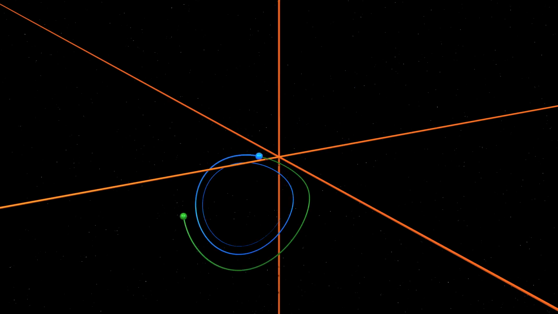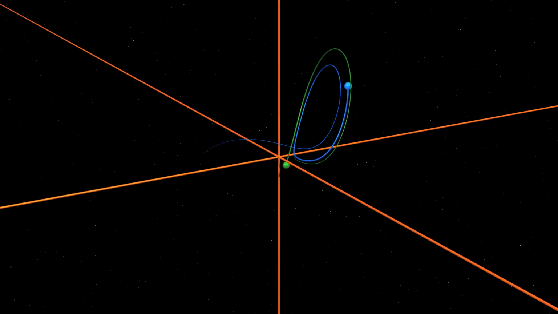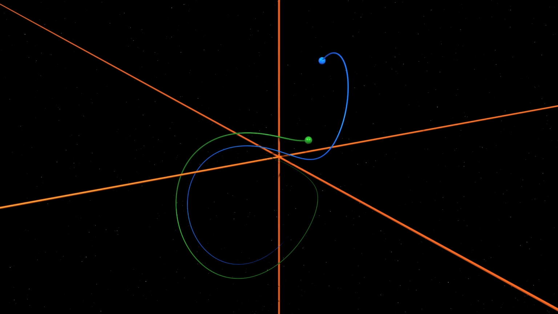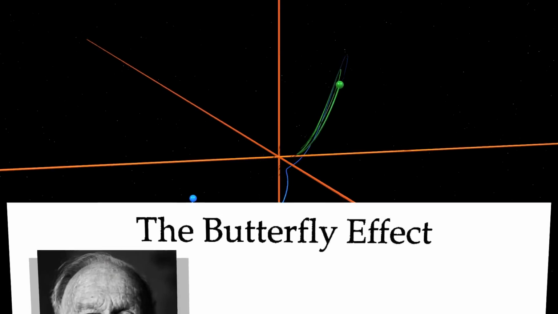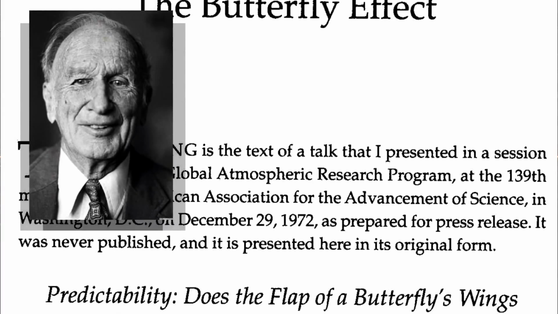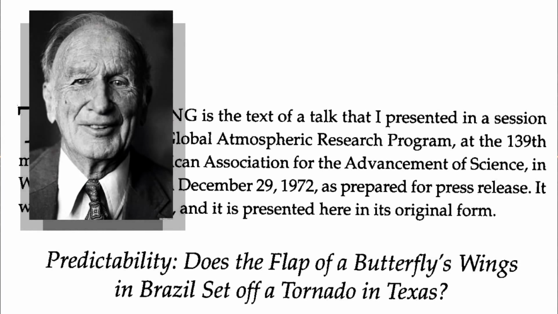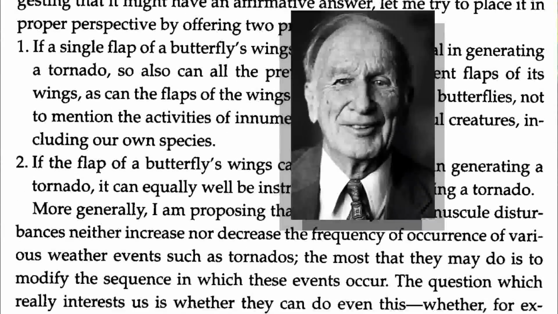In 1972, Lorenz was going to present his work at a prestigious conference, but he was late in sending in the title of his lecture. The organizer, Philip Merilees, was in a hurry to send the program to the participants, so he chose a title for Lorenz. Predictability. Does the flap of a butterfly's wings in Brazil set off a tornado in Texas? The butterfly effect was born.